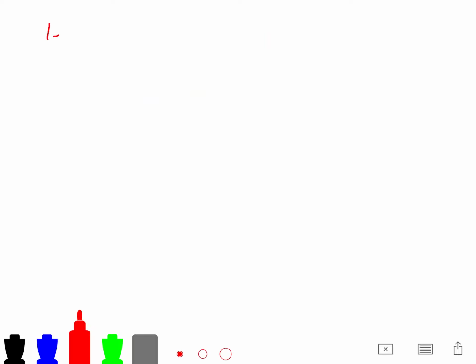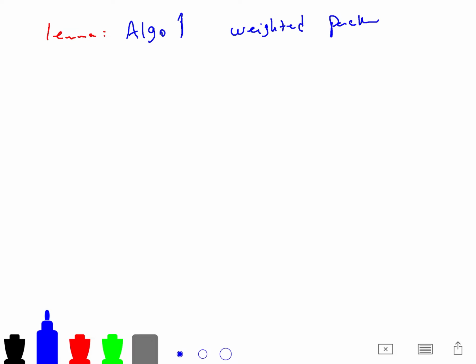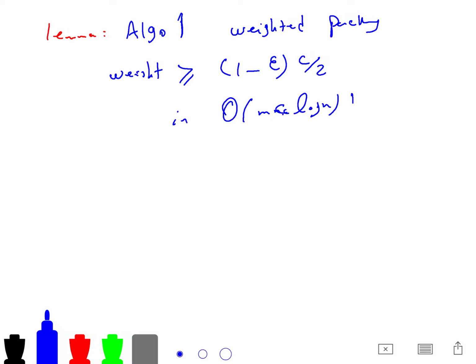The interesting thing in this paper is a review of Karger's algorithm and how their simplified algorithm could show us a better understanding of what is going on. So algorithm 1 returns a weighted packing of weight greater than (1 minus epsilon) C over 2 in order of m C log n time.